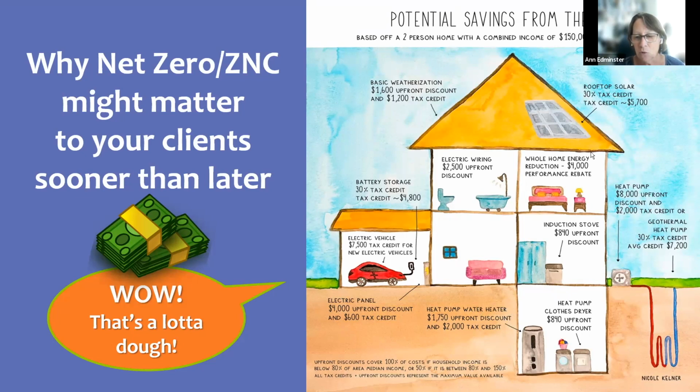This visual is from an example, as this says on the upper right, a two-person home with a combined income of 150,000 in New York City. So this scenario is not going to be like every dollar here is available to every potential client. But the point is, there are a lot of goodies out there to be had for going in this direction, far more than have ever been available in the past.